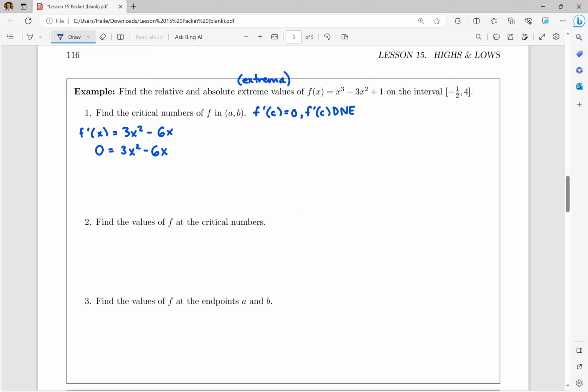Okay, so all of our critical numbers here are going to be where it equals 0. So solving a quadratic equation, we can actually factor this one. So I'm going to factor out an x, or actually a 3x. Let's factor out a 3x, and we're left with x minus 2. So x in this equation is equal to 0 and 2. So 0 and 2 are my critical numbers.